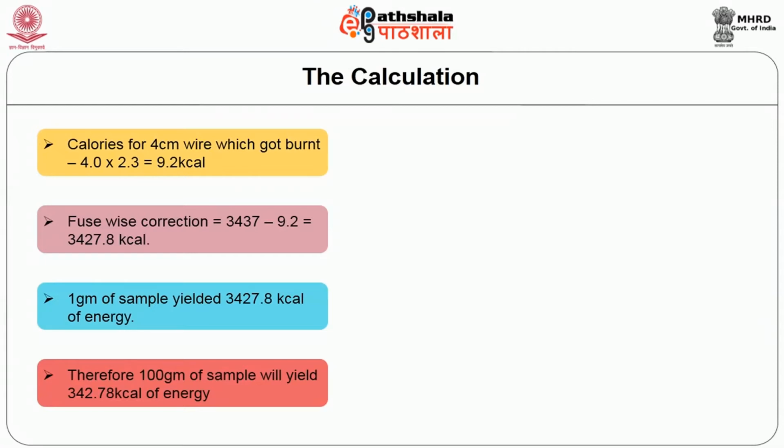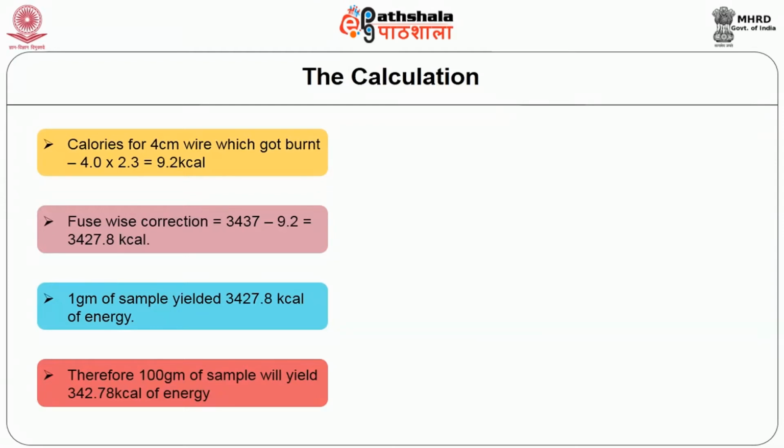The fuse wire correction is 3437 minus 9.2, that is 3428.8 kilocalories. That is, 1 gram of sample yielded 3427.8 kilocalories of energy. Therefore, 100 grams of sample will yield 342.78 kilocalories of energy. By this time, you will be able to know the forms, units of energy and determination of energy value of food.